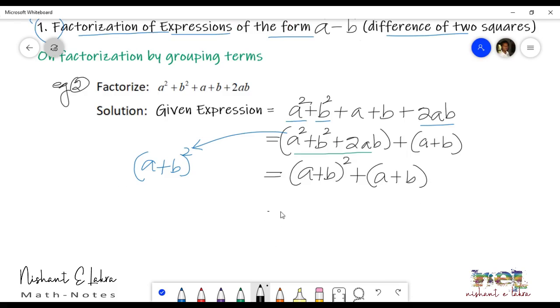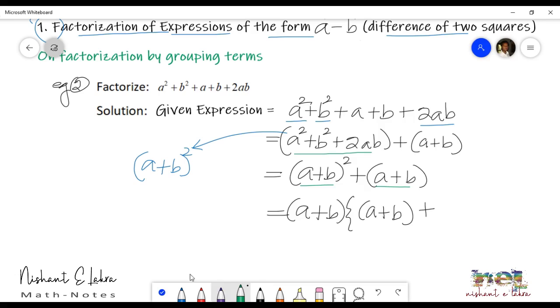Now you notice here, how many a plus b are there? Actually there are 3 a plus b. In the first term there are 2 a plus b. So what we are going to do is find the common between these two terms, which is a plus b, and then in brackets we'll multiply it to get the first term and the second term. A plus b into a plus b is a plus b whole square, plus a plus b into how much would be the second term?